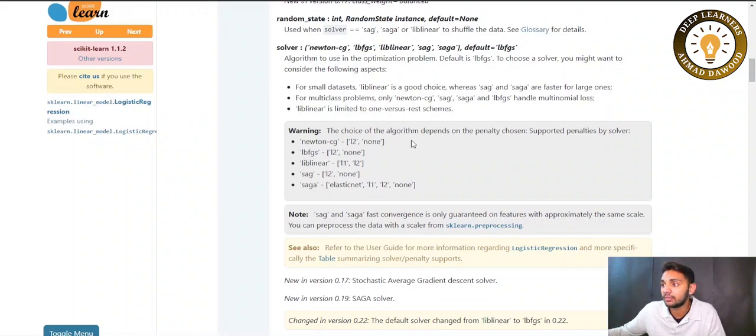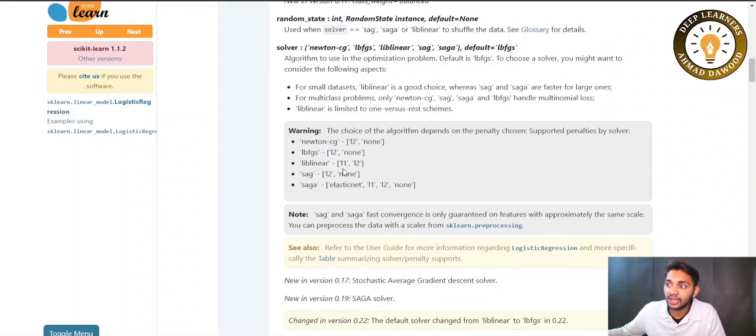Okay, it will not solve or give you some error. In the case of LBFGS, you can use only L2 and without some penalty. You cannot use L1 penalty. In the case of liblinear, you can use L1 and L2 penalty, but you must use some penalty. Without the penalty, you cannot use liblinear.